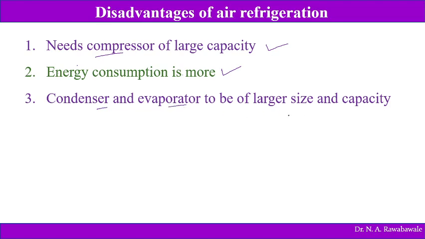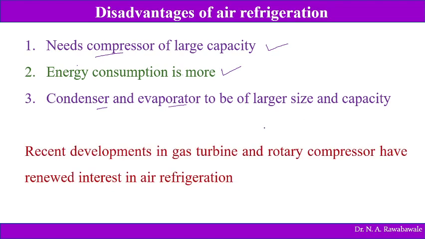Along with this, we need to use a condenser and evaporator in a refrigeration system which will be of larger size and larger capacity. Then this air refrigeration is nowadays being preferred, because rotary compressors are developed, and these rotary compressors are coupled with the gas turbines, and in combination of this gas turbine and rotary compressor, air refrigeration system proves to be economical, and therefore inventions are going to happen in this field because of development of rotary compressors.